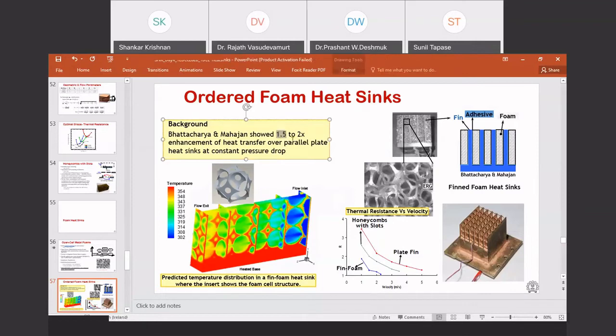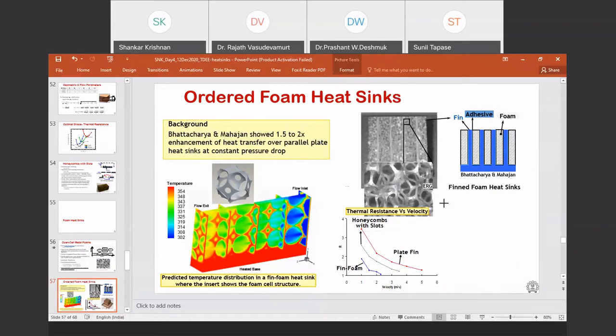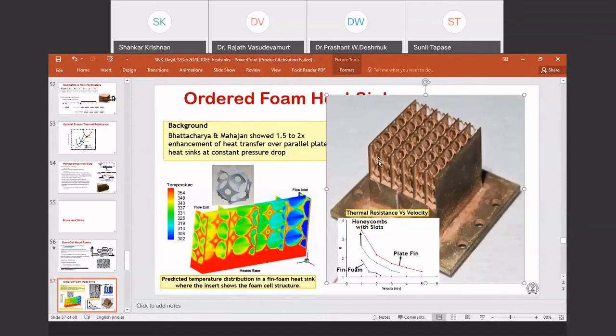This claim was made by some other group, Bhattacharya and Mahajan, where they did stochastic foams. This heat sink is from their work. So the fin still exists then, which is different from repeating this unit cell. Is that correct? Yes, the fin is here. I'll blow it up. You can see the fins here, and we have put this unit cell in between the fins. I don't know how clearly it is coming across.